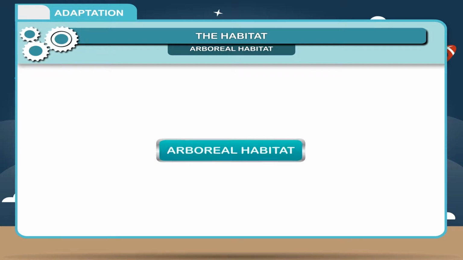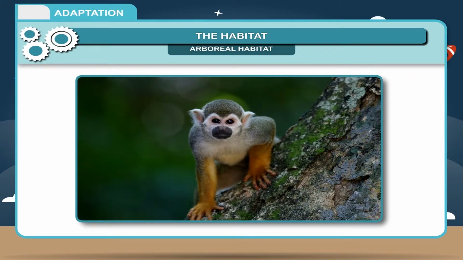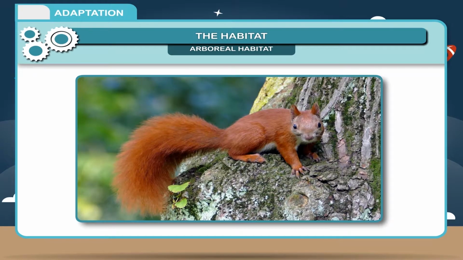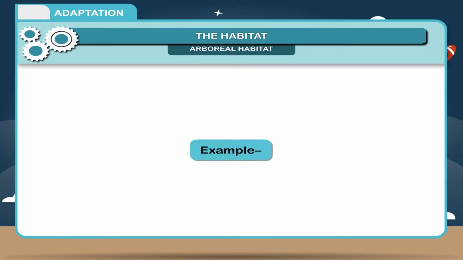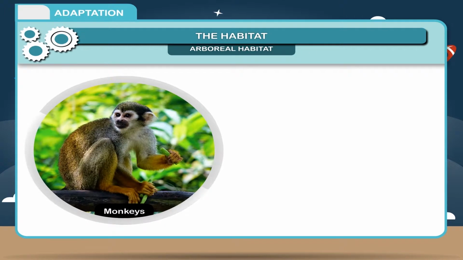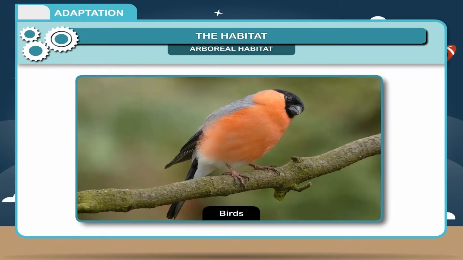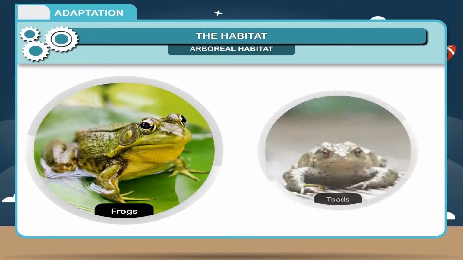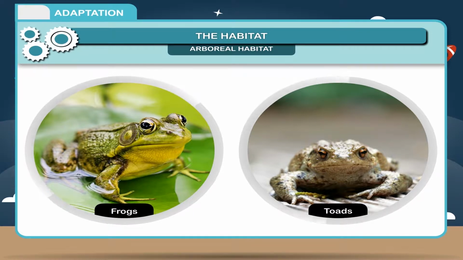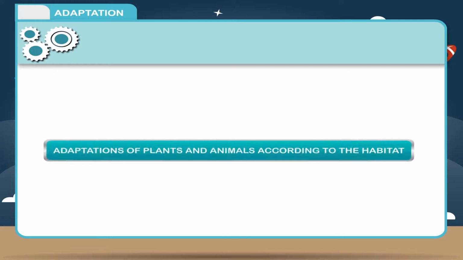Arboreal habitat. Organisms which adapt themselves to live on trees form the arboreal habitat. Organisms that live on trees are called arboreal organisms. Example: monkeys and squirrels. There are some variations in habitat, like birds have aerial habitat, and some animals like frogs and toads live both on land and in water, forming amphibious habitat.